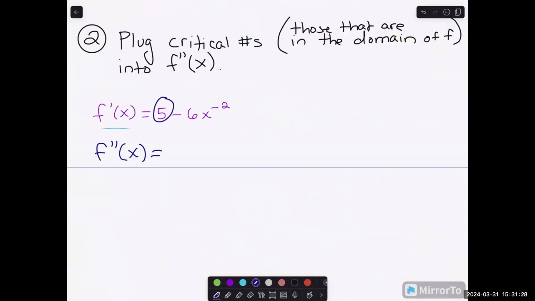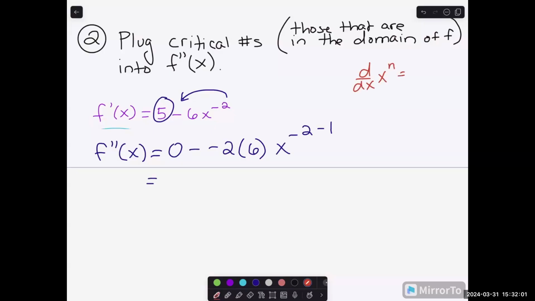We know the derivative of 5 is just 0. And then for the negative 6x to the negative 2, we bring the negative 2 down. So negative 2 times negative 6 is a positive 12. Let me write this out just to make sure. So we have minus negative 2 times 6, x to the negative 2 minus 1, using our differentiation rule that the derivative of x to the n is n times x to the n minus 1.